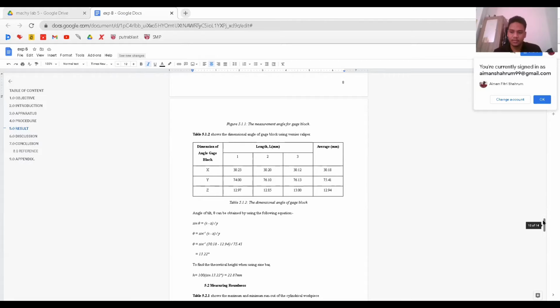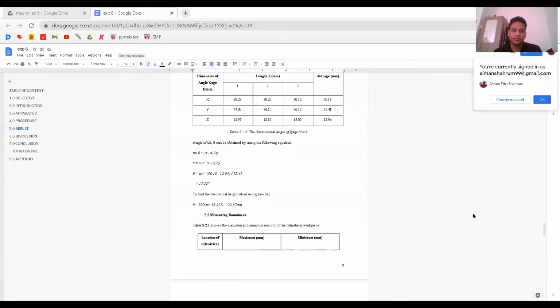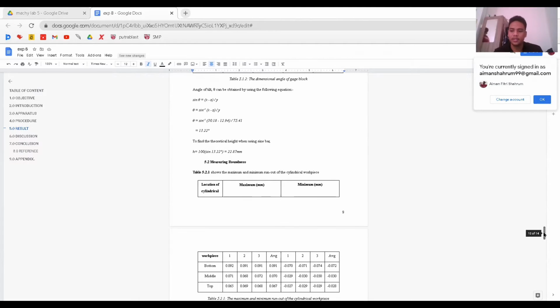From these results, we want to find the angle of tilt. We can use this formula: sin theta equals (X minus Z) over Y. So we get the answer of 13.22 degrees. To find the theoretical height when using the sine bar, we can use the formula H equals 100 times the sine of the angle of tilt, 13.22, and we get the value of 22.87 mm.